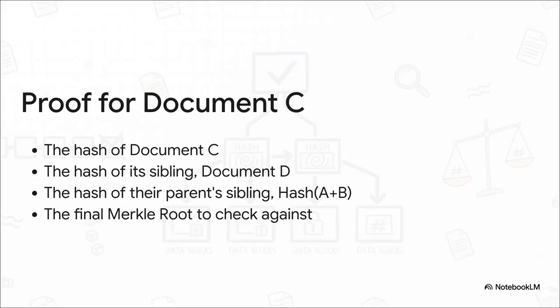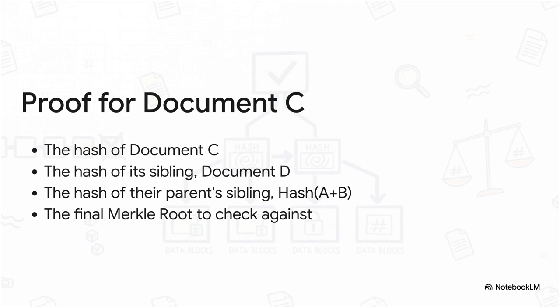Let's make this super concrete. Say you want to prove document C was in the set. Okay, so first you provide the hash of document C itself. But for the verifier to calculate the next level up, they also need its partner, its sibling, which is the hash of document D, so you provide that too. Now the verifier can hash C and D together to get their parent hash.